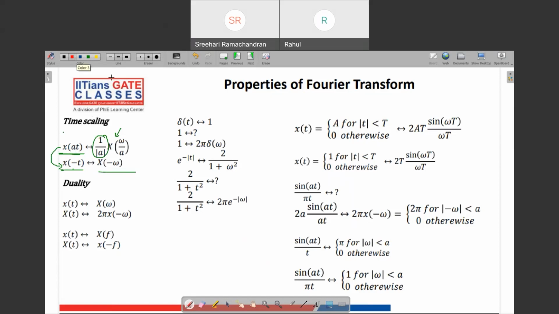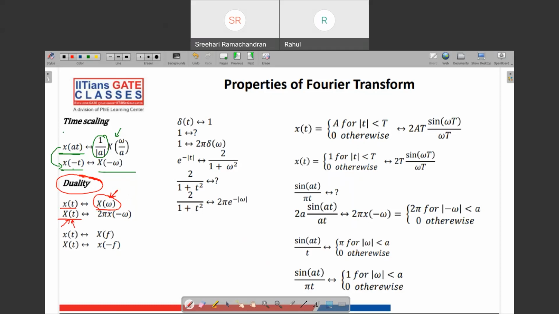Now the next property is a very important property, which is the duality property. This is a bit confusing property also, so let's see it very clearly. Let's say we have a signal x of t, and its Fourier transform is X of omega. Now let's say we have a signal in the time domain which looks like this X of omega, and let me call that signal capital X of t. So capital X of t and capital X of omega are the same signal, only here it is a function of omega and this is a function of t.